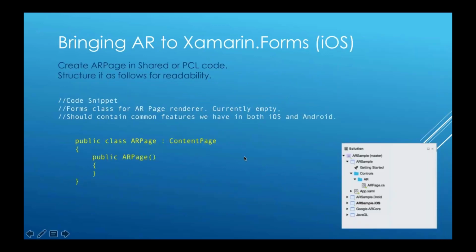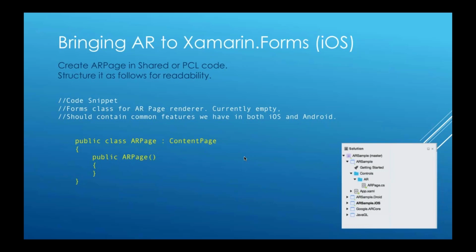All right, so going through some code here real quickly. We're going to jump into Visual Studio and actually run this project, and hopefully I can share my iPhone screen so you can see it running on my device, built and run from Visual Studio 2017 on Mac. But we just have some code snippets here to make it a little easier to go through this code. I'm not sure if there's going to be a lot of questions, so I wanted to time this out. All right, so again, we just needed to create the AR page in our shared or PCL code and structure it as follows.